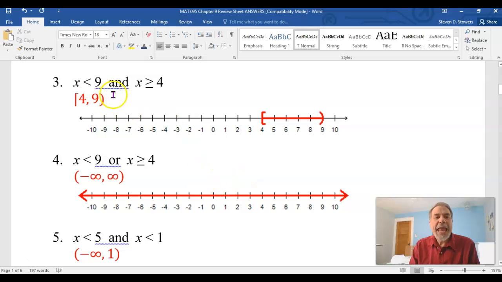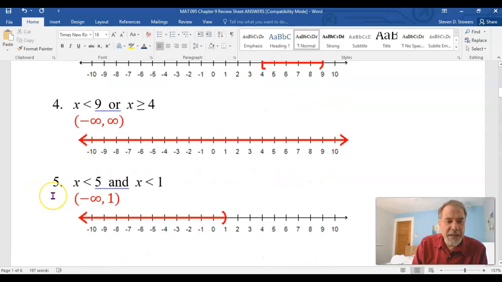So notice how and is more restrictive than or. For and, we just want the overlap. For or, we want everything that's in one or the other or both.